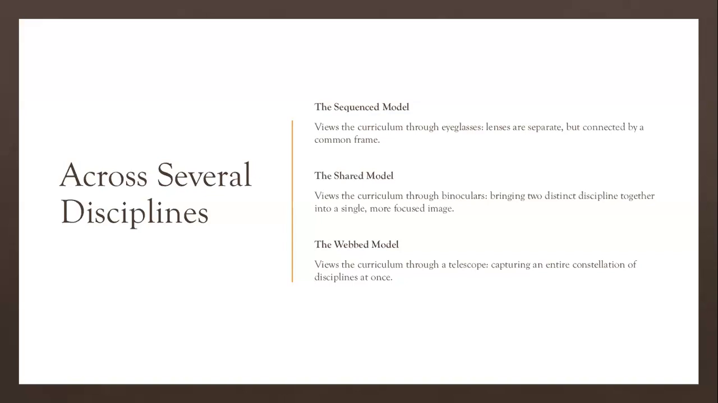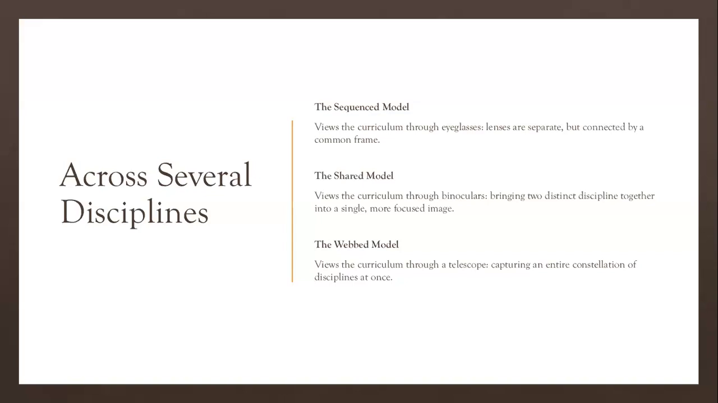For a shared model, we're looking at curriculum from the perspective of binoculars. So we're bringing two distinct disciplines together into a single, more focused image. Binoculars, in essence, look in terms of the shared model at two disciplines that share overlapping concepts and skills. As an example, science and math teachers use data collection, charting, and graphing as shared concepts that can be team taught.